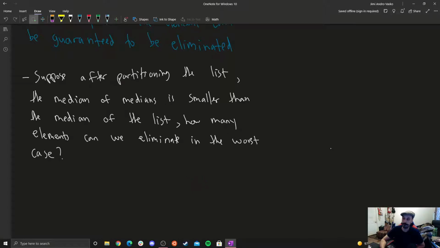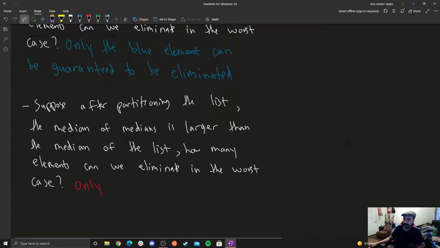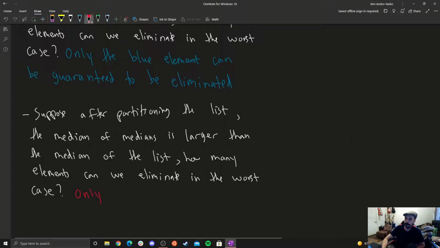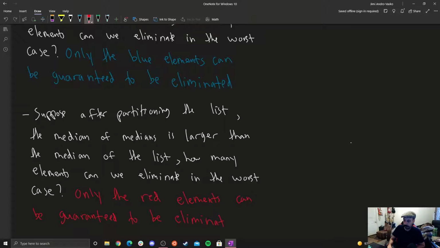Suppose after partitioning the list, the median of medians is larger than the median. How many elements can we eliminate in the worst case? So in this case, it's actually supposed to be blue elements. So only the red elements can be guaranteed to be eliminated.